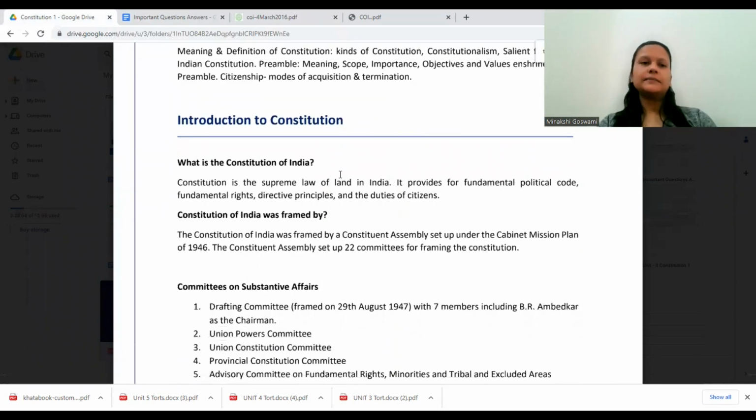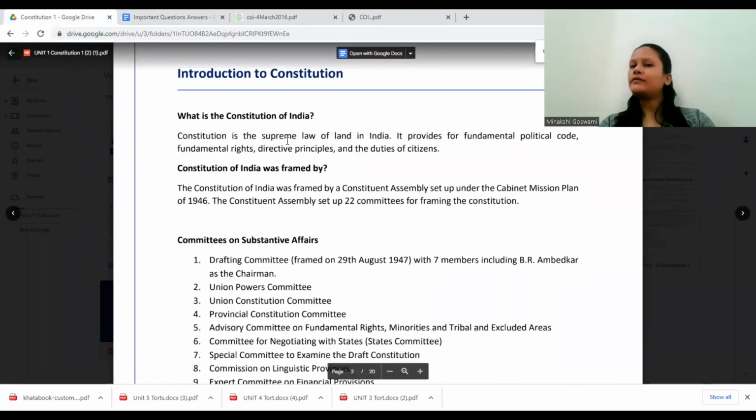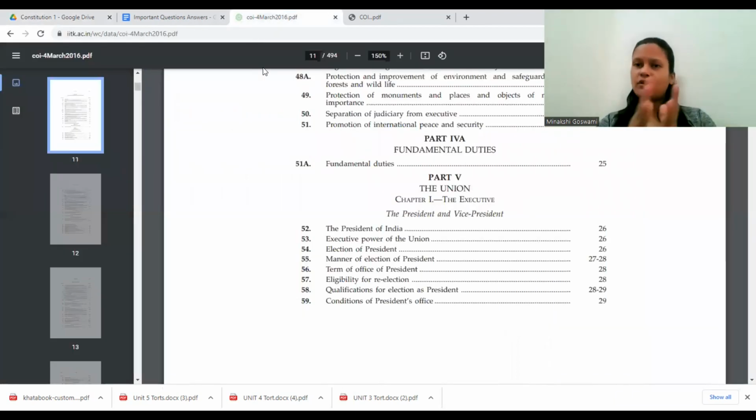included in Unit 1. So when we talk about the Constitution of India, what do you think? How is the Constitution different from other legislations that we have, like the Indian Contract Act, Indian Penal Code, Companies Act, Transfer of Property Act? How is the Constitution different from them?